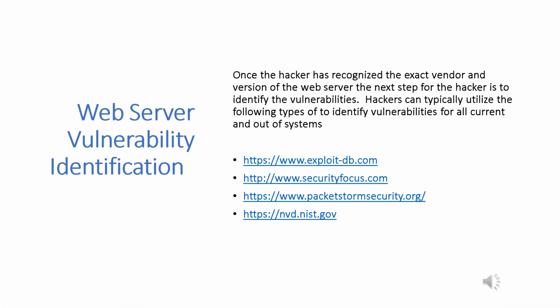Web server vulnerability identification. Once a hacker has recognized the exact vendor and version of the web server, the next step for the hacker is to identify the vulnerabilities. Hackers can typically utilize the following types of sites to identify vulnerabilities for all current and out of date systems: Exploit-db.com, securityfocus.com, Packet Storm Security, and also nvd.nist.gov tools.